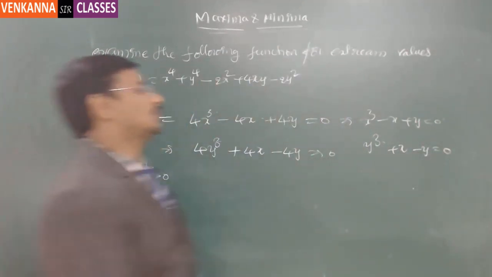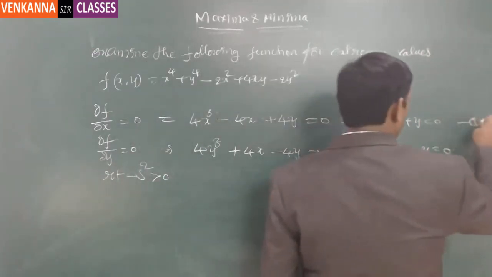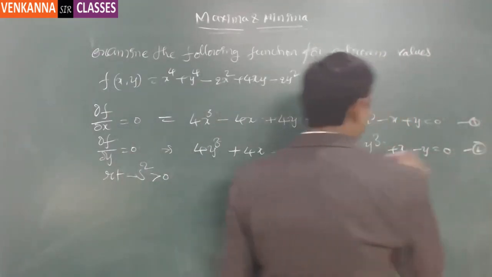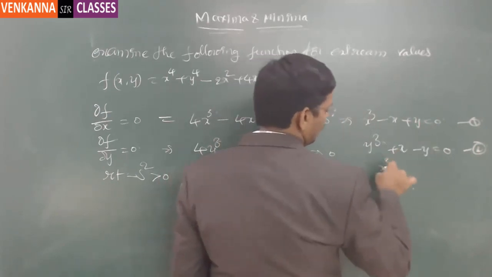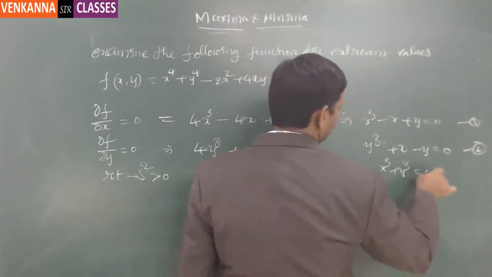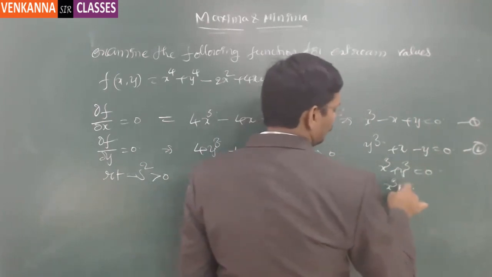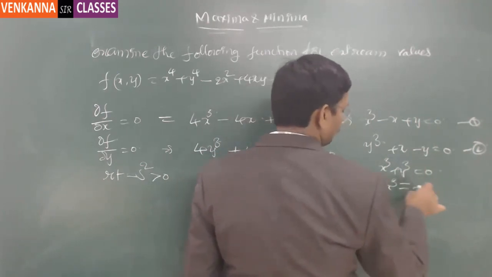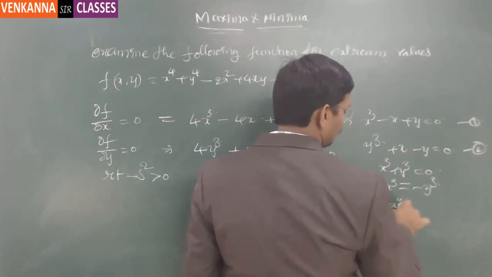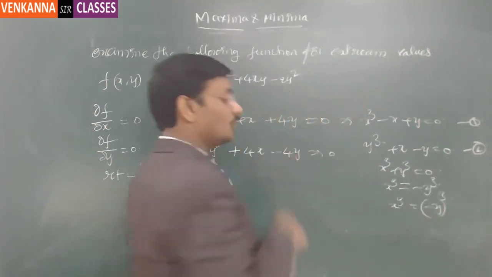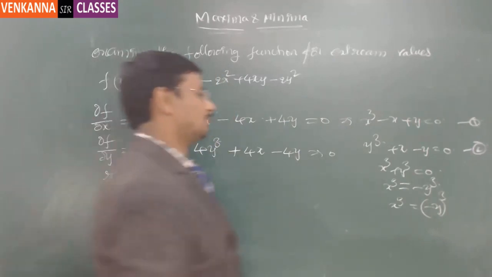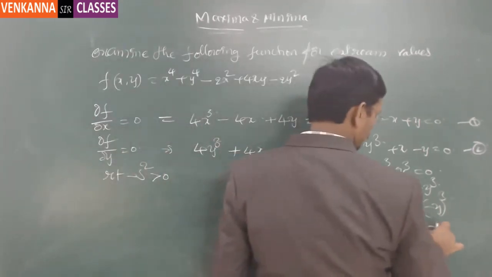Now if you add these two equations together, this is equation number 1 and this is equation number 2. If you add these two together, then x will cancel and y will cancel. x cube plus y cube equal to 0, or x cube is equal to minus y cube, or x cube is equal to (minus y) whole cube, because minus 1 whole cube is anyway minus 1. So x is equal to minus y.